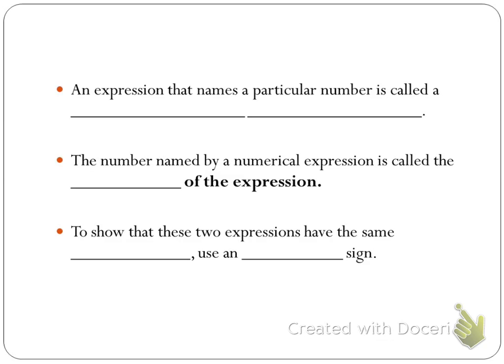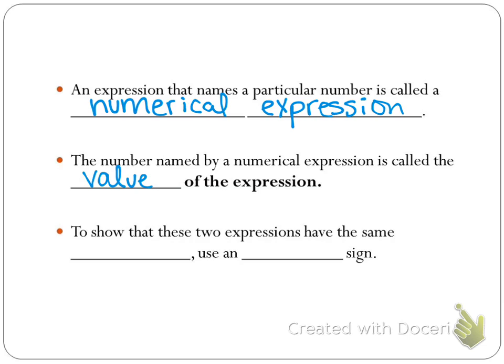An expression that names a particular number is called a numerical expression. A numerical expression. The number named by a numerical expression is called the value of the expression. To show that these two expressions have the same value, use an equals sign. In case we forgot what an equal sign looks like.